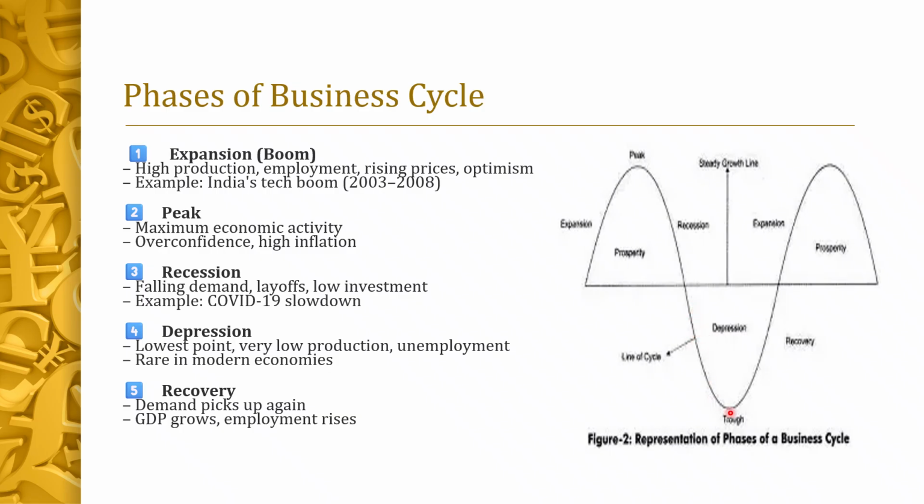Recovery happens when the economy starts improving. We again start going up. So the demand picks up, production increases, investment restarts, jobs return to the market, and consumer confidence rises. Similarly, that happened post-pandemic. Industries like e-commerce, pharmaceuticals, and digital services led India's recovery. So business cycles help us understand the natural rhythm and fluctuations of any economy, the ups and downs in the economy.